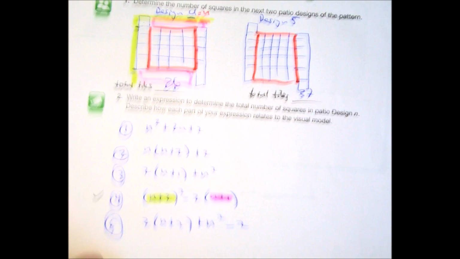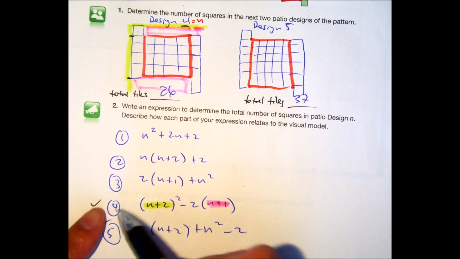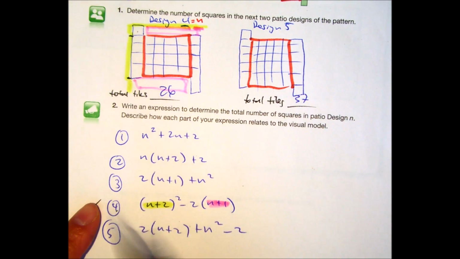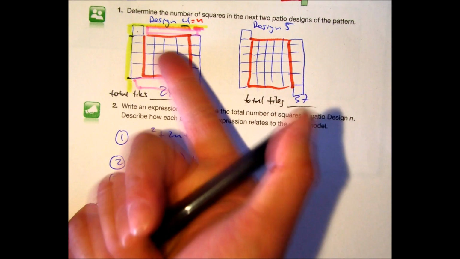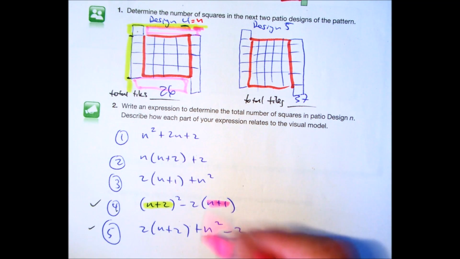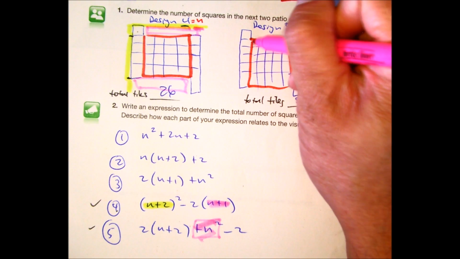Let me try the 5th one. Now, don't think number 4 matches up with number 4. All of these can actually be applied to each of the pictures. I just chose to work on this one. Let me show you this 5th expression. Let me show you how it applies to this one. Again, if you have different colors, it's very helpful. The first one is n squared. N squared is just the big one in the middle.